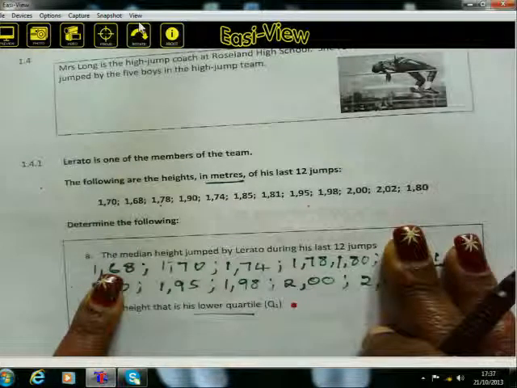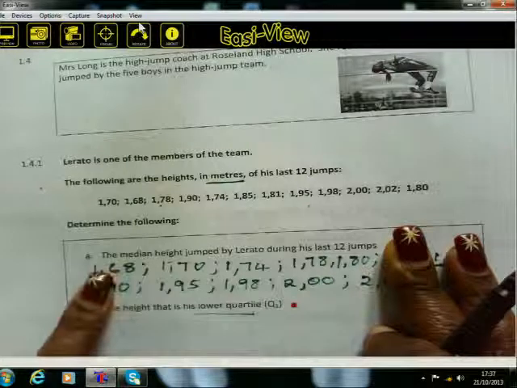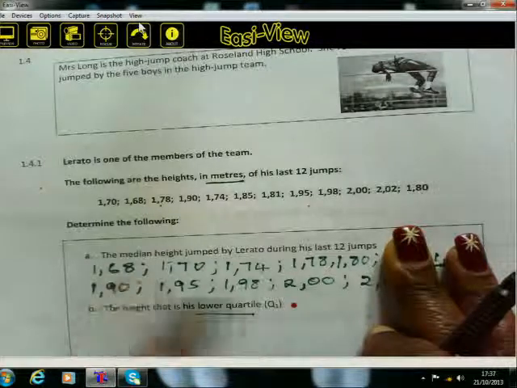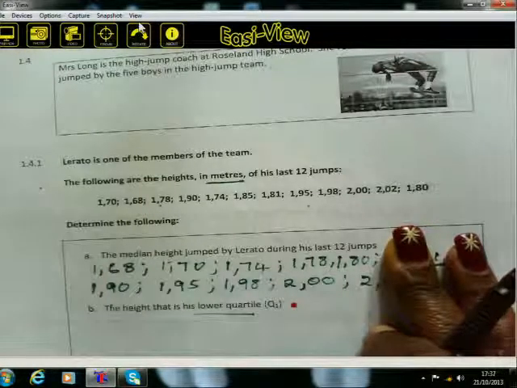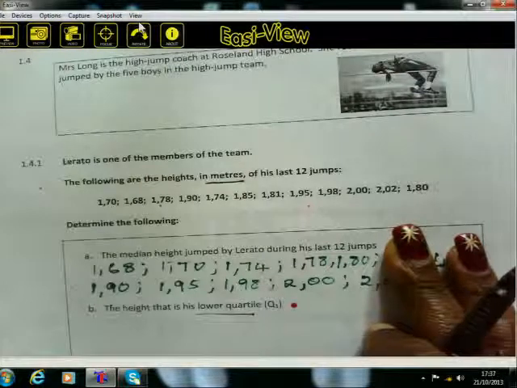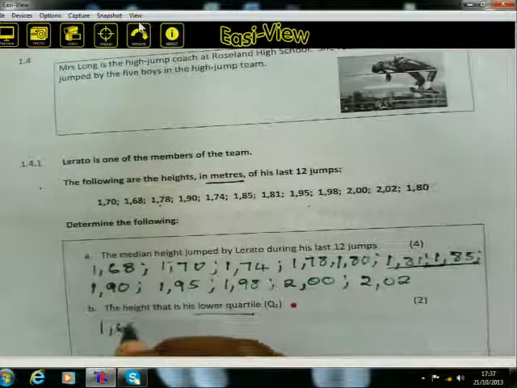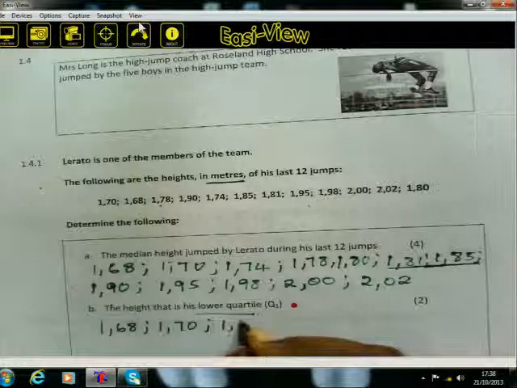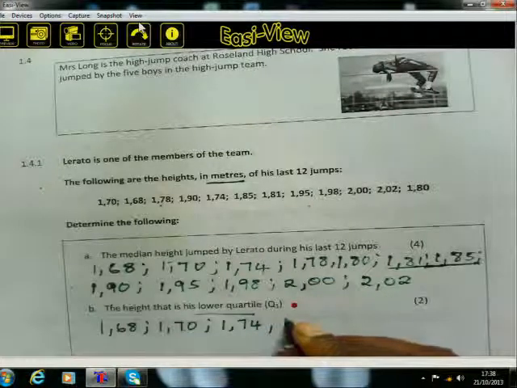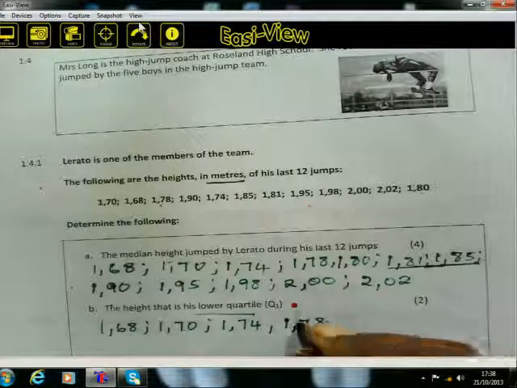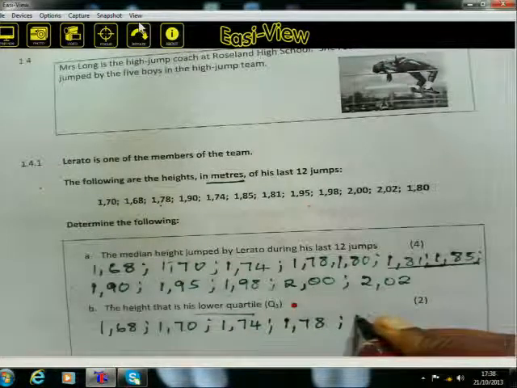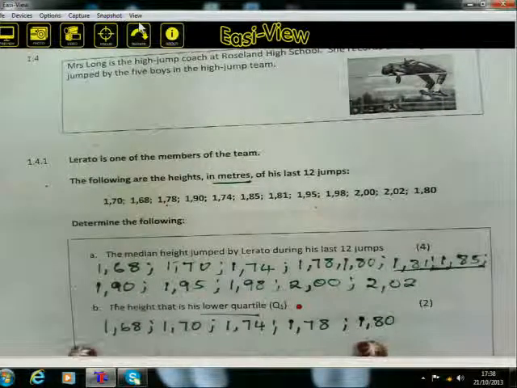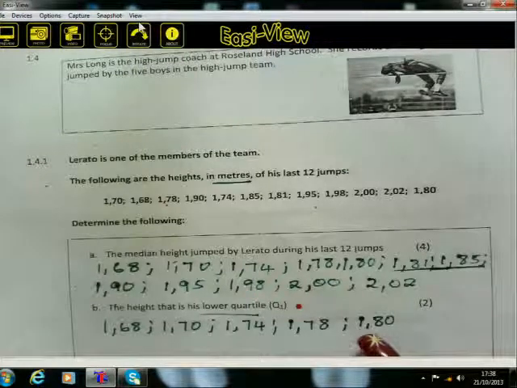So these numbers will help you to get the lower quartile. You have to write down the data appearing before the two middle terms. So you will say: 1,68, 1,70, 1,74, 1,78, 1,80. So those are your data.